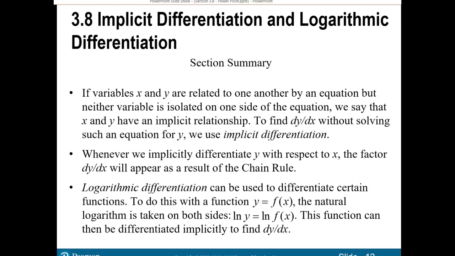And then logarithmic differentiation can be used to differentiate certain functions, particularly ones that have products, quotients, and powers. To do this with a function, we take the natural log of both sides first, and then we differentiate implicitly after we have simplified the right. All right, so that is the end of section 3.8.